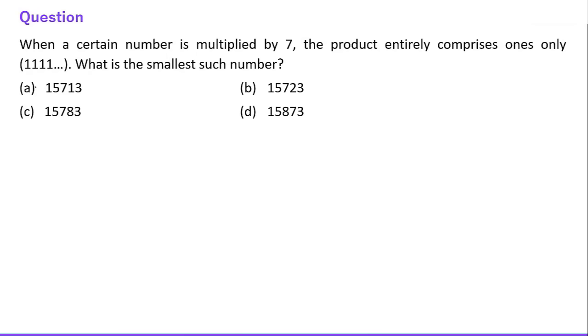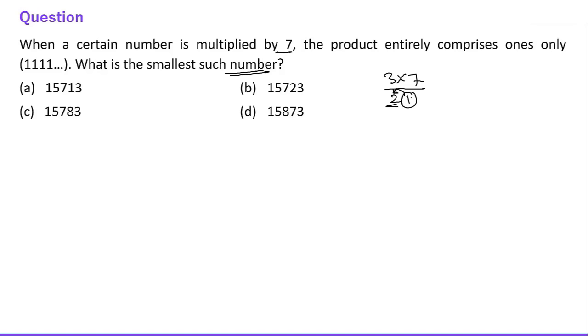Next question is, when a certain number is multiplied by 7, the product entirely comprises ones only. What is the smallest such number? See everyone, here you have to check the options. And one more thing, one important thing, all the options have 3 as unit digit. Obviously, they will be 3 because all the 1s are there. Then 7 into 3 is 21. And then 3 into 7 is 21, right? So obviously one you will write here and two will going to carry, right? Two will going to carry, fine.